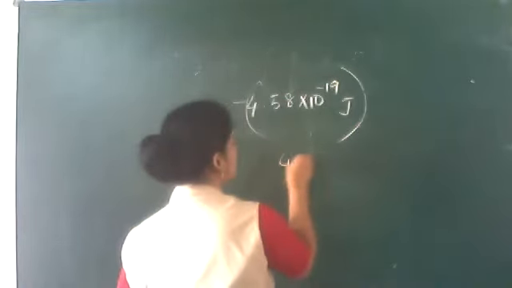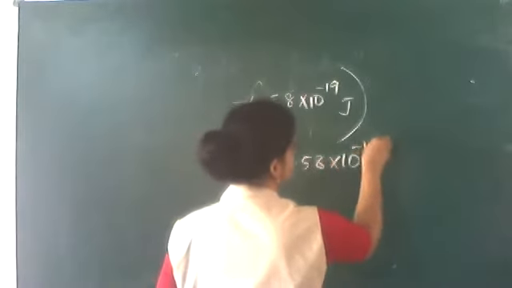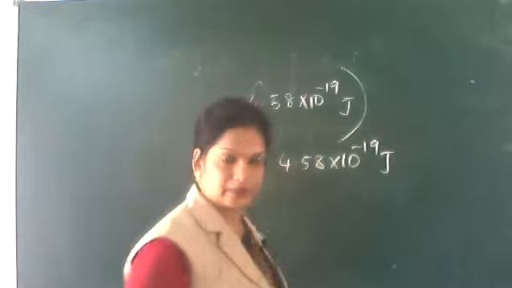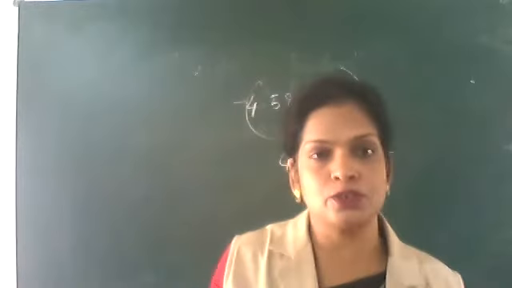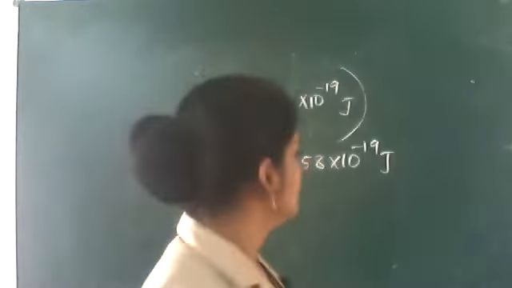That is 4.58 into 10 to the power minus 19 joules. That is the magnitude of delta E. The minus sign shows it is released. All right. So the next question is what? You have to find out the wavelength.